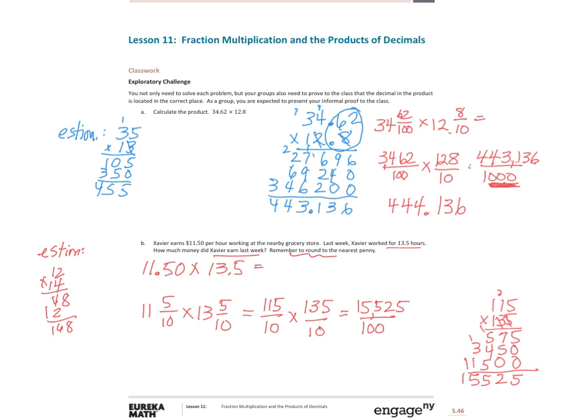But then again, these two tell me to have that decimal point bump over 2 places. So my final answer is, let me see, bump over 2, 155 and 25 hundredths. They said round to the nearest penny. I don't need to. And you know what? My estimate was 168, so that's pretty darn close.